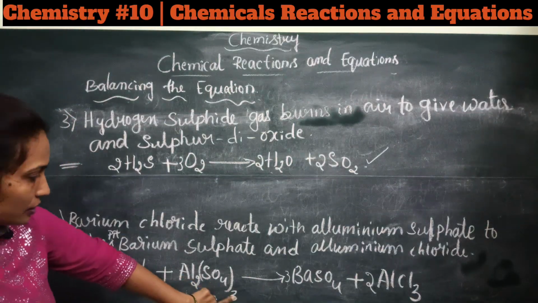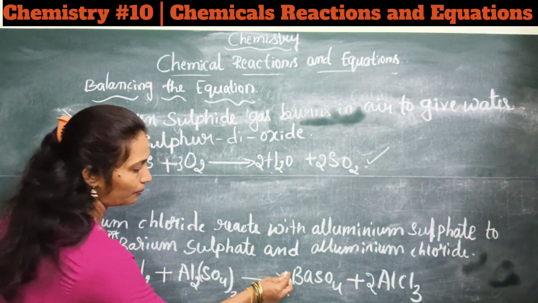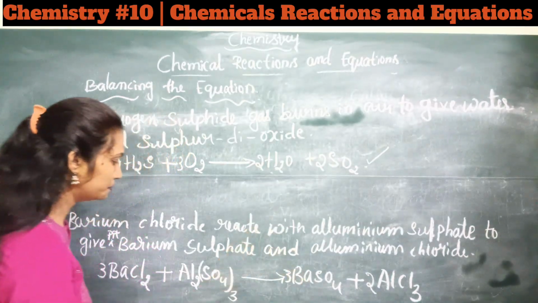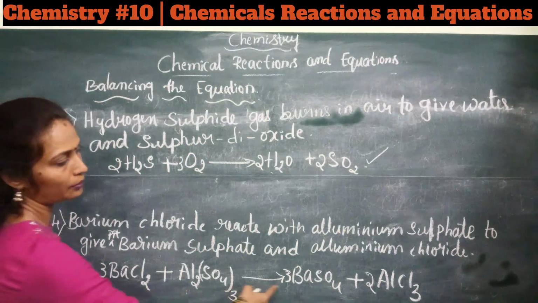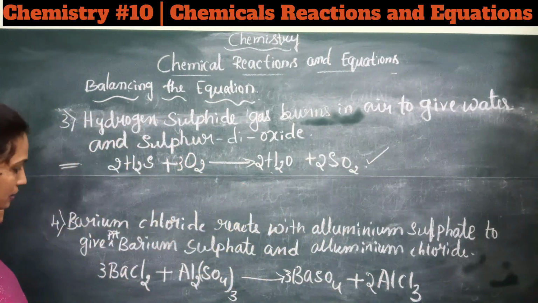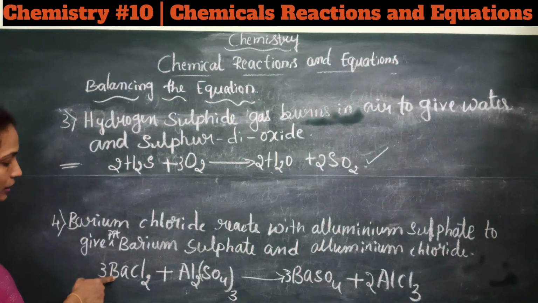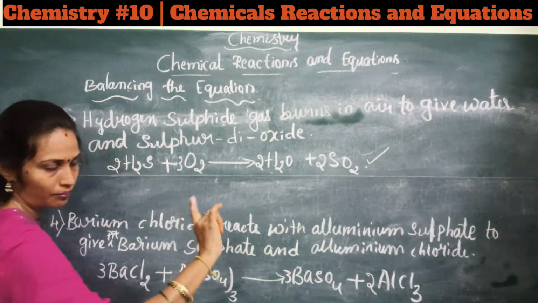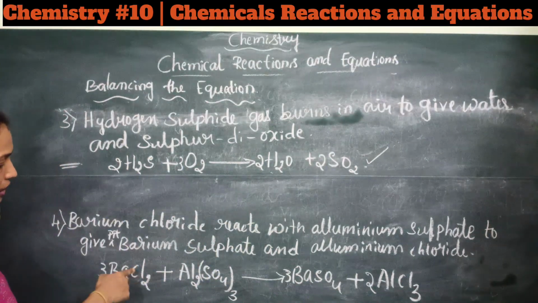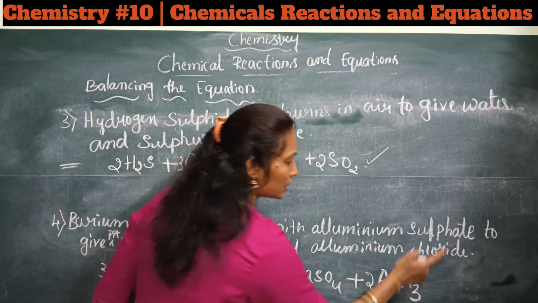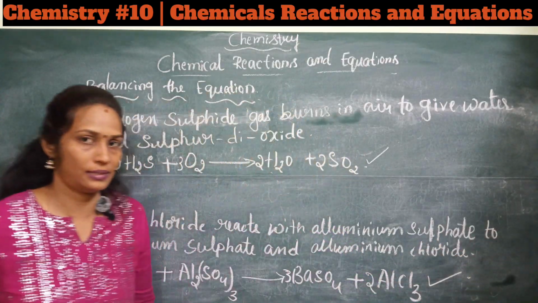Now check one more time, guys. Polyatomic group, sulfate, 3 is there. 3 sulfate, okay, balanced. Now aluminium, 2 aluminium is there. 2 aluminium, balanced. How many barium is there? 3 barium is there. 3 barium, balanced. Chlorine, 3 2s are 6 chlorine. 2 3s are 6 chlorine. It got balanced.